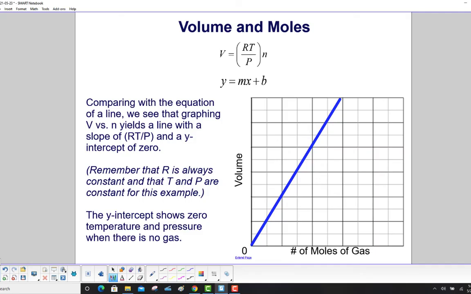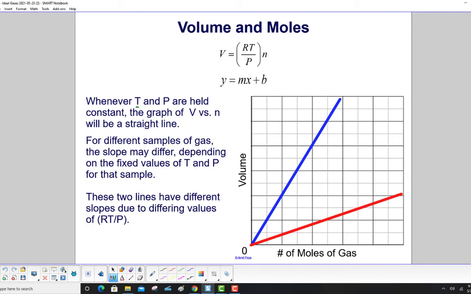Once again, we'll compare with the equation of a line, and here's our V as a function of T, P, and n. We see we have a slope of RT over P, that's inside the parentheses, and a y-intercept of 0. Remember once again, R is always constant and that T and P are constant for this example. The y-intercept shows 0 volume when there is no gas. So, whenever T and P, temperature and pressure, are held constant, the graph of volume versus number of moles, here's volume, here's number of moles of the gas, will be a straight line.